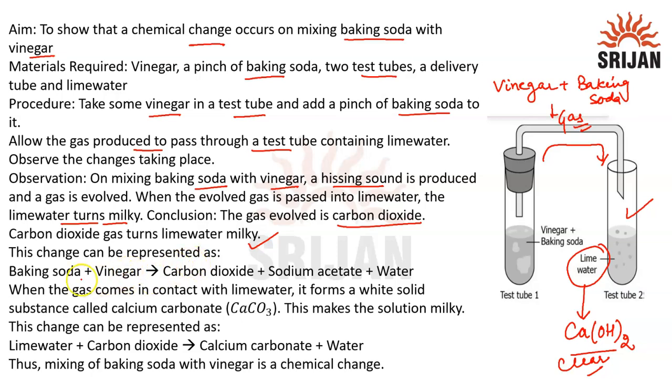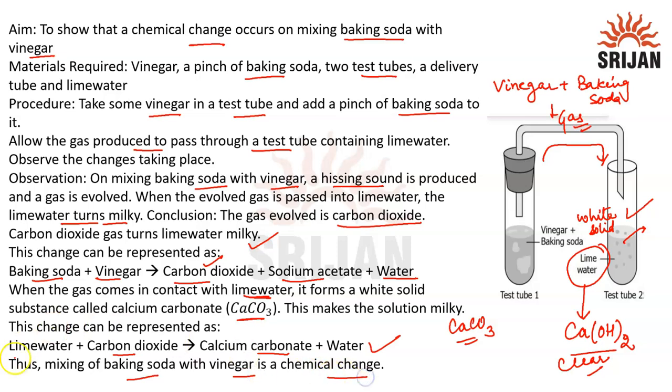Now this change can be represented as baking soda plus vinegar gives carbon dioxide, sodium acetate and water. When this carbon dioxide comes in contact with lime water, why does it turn milky? Because it forms a white solid substance called calcium carbonate. Calcium carbonate is not soluble in water, so it comes out in the form of a white solid. That is why the milkiness appears, and this change can be represented as lime water plus carbon dioxide gives calcium carbonate plus water. Here we can see that a chemical reaction and chemical change is happening. So we can say that baking soda with vinegar is a chemical change.